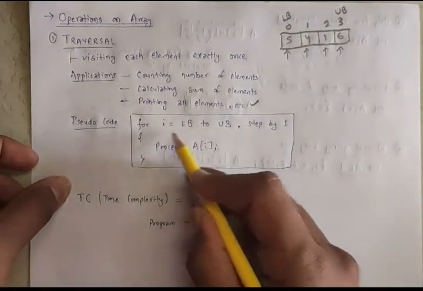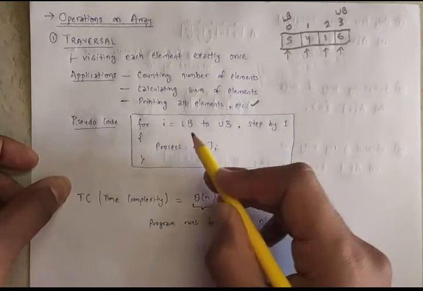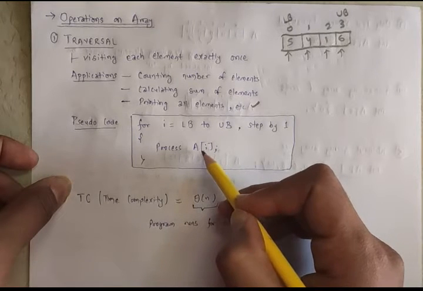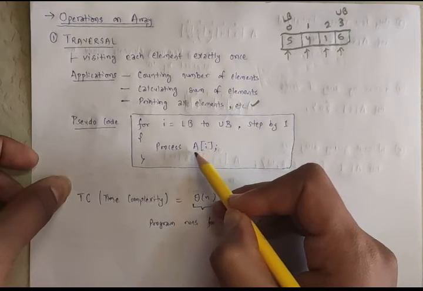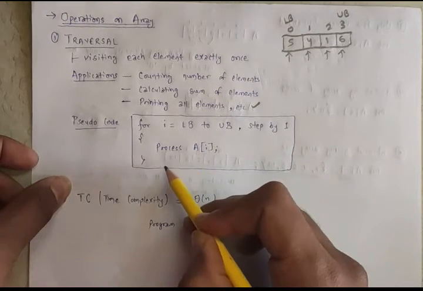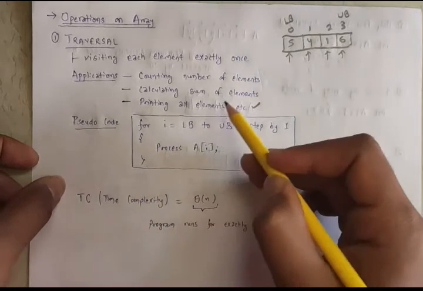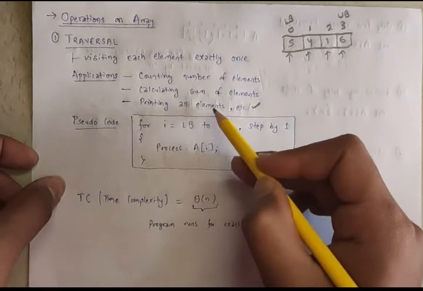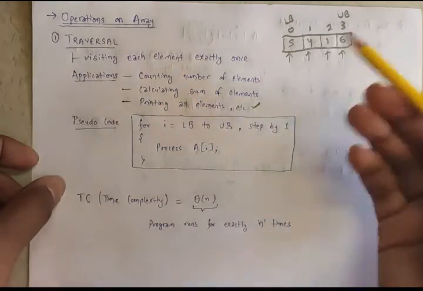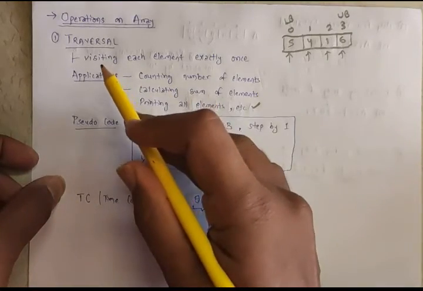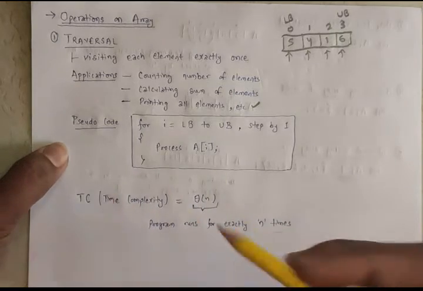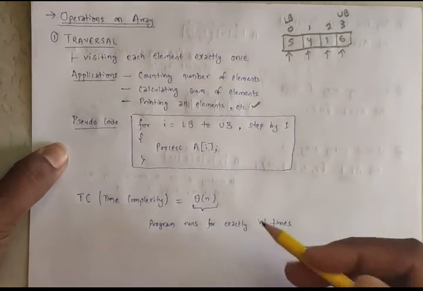What we can do by traversal, already discussed, is process each element. A[i] means the ith element of array A. With the ith element of array A we can do any processing which we have discussed earlier. We can print the elements, we can calculate the sum of the elements, or we can do anything else which can be an application of traversal. So this is the pseudocode of traversal.